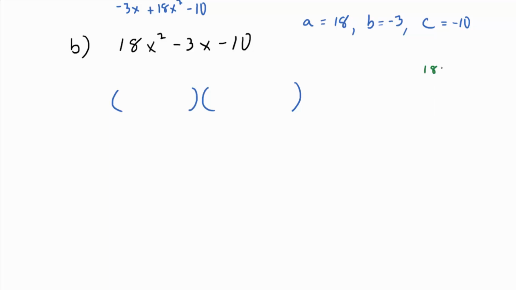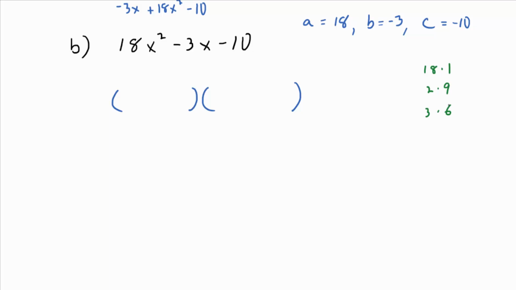Certainly 18 and 1, right? Or 1 and 18, but I'm not going to reverse them each time. So 18 and 1, what are some other possible factors? 2 and 9? What else? Yeah, 3 and 6 or 6 and 3. And by the way, when you reverse the order, it does make a difference, but I'm not going to write it down twice. Just realize you can reverse the order. Anything else? Up to ordering of the multiplication, that's pretty much it, right?